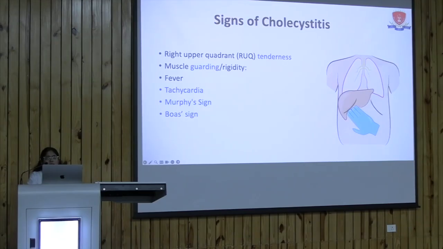Signs of cholecystitis. Right upper quadrant tenderness in acute cholecystitis. Tenderness is present just below the tip of the 9th costal cartilage on the lateral margin of the right rectus. Muscular guarding and rigidity, that is involuntary tensing or stiffness of the abdominal muscle in the right upper quadrant. Fever, tachycardia, Murphy sign and Boas sign, which will be explained in later slides.